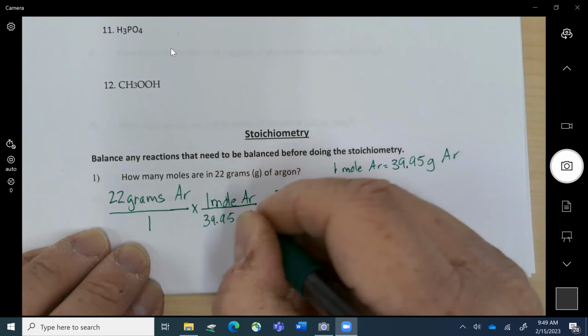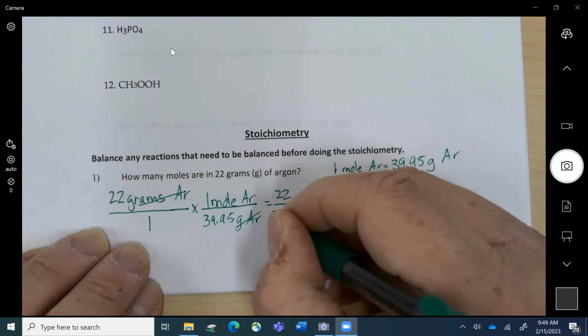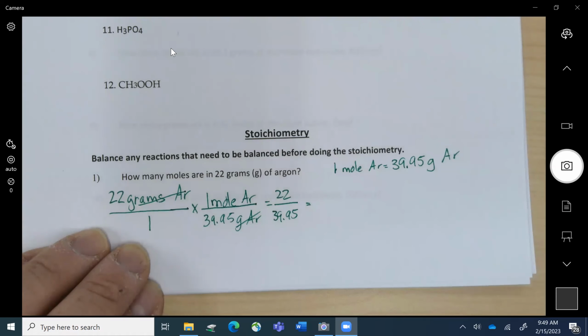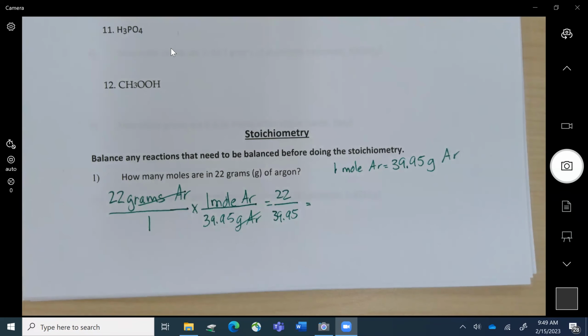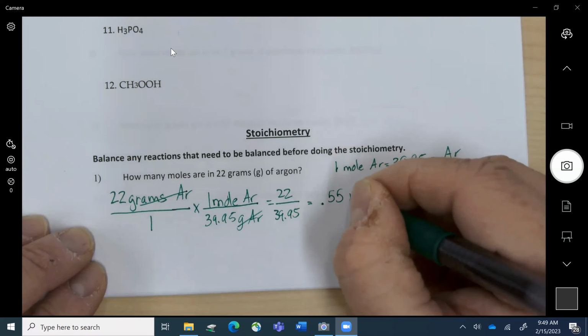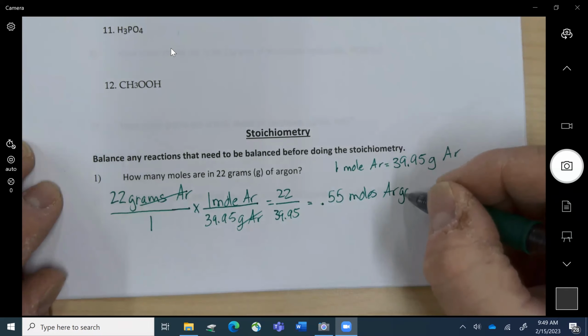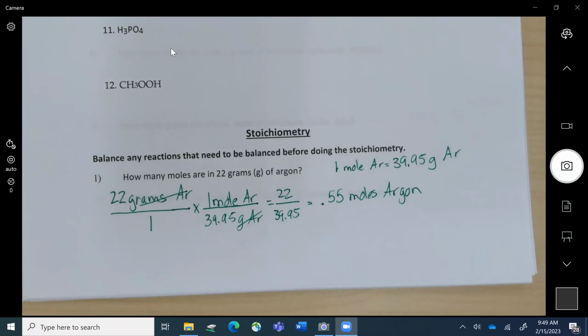So I'm going to have 22, because this cancels, divided by 39.95, which is going to give me 0.55 moles of argon. Well, I guess I could write out argon if I want to. Okay, does that make sense to everyone, what we're doing so far?